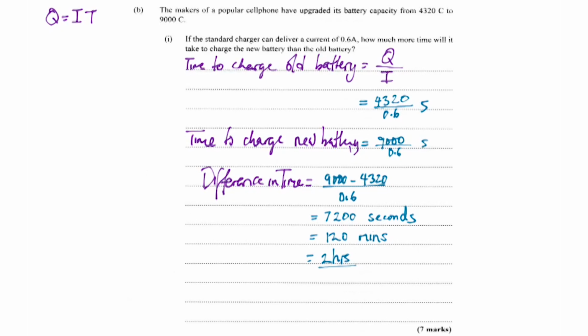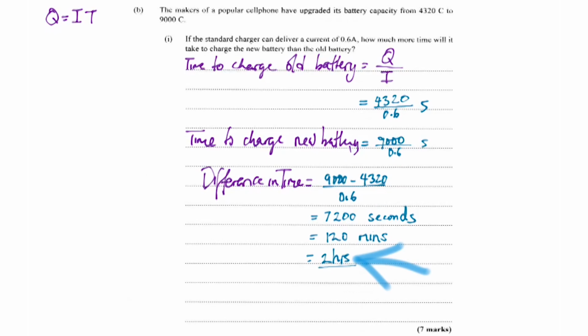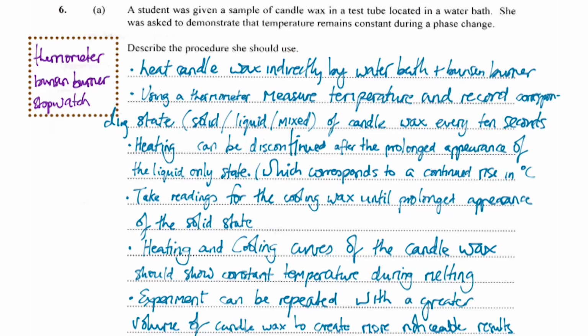Time to charge a new battery. I didn't work out the exact thing, so I just plug it in here. Now the difference is going to be this, take away this, which is really that. And I get my answer to be like 2 hours. A 2 hour difference, which would mean it might take about 4 hours to charge that battery, where you're going to be attached to that charger.